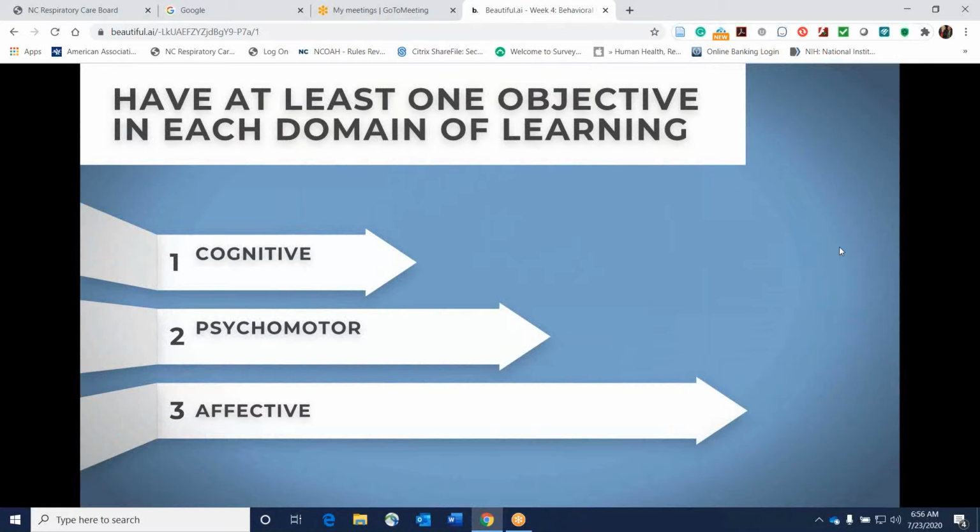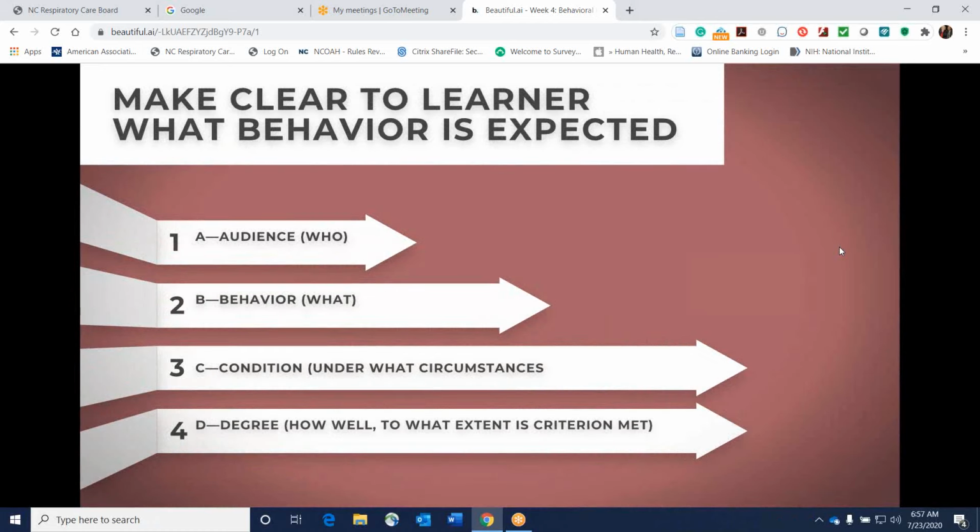deal with sometimes, because it's easy to test somebody on their skill level in a lab or in a simulation. It's easy enough to give them a test, or maybe even do questions and answers, but sometimes it's hard to judge behavior, and that's one of the more challenging ones, but that needs to be part of the objectives. We also discussed the ABCD model, which was who, what, under what circumstances, and how well and to what extent, to cover the areas of who, what, when, where, and how, because we ultimately want to get to our what, our why.